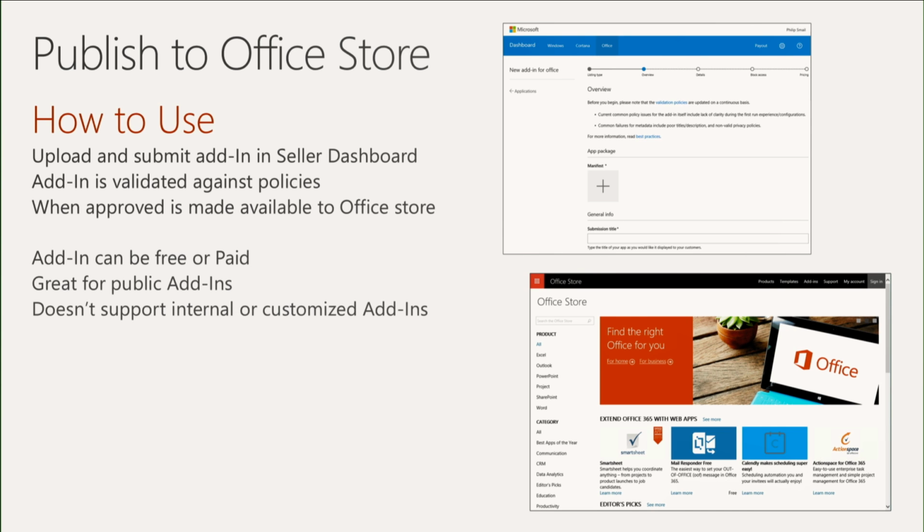And the process for this is we have a site called Seller Dashboard. This is an ingestion tool. So you upload the manifest, you enter all the metadata, and when you want it to be published, whether you want it to be free or paid. And then you submit it to Microsoft. We have a validation team that validate it against the policies for the Office Store. And then when it's approved, we make it available on the store. You can also choose which regions you want it to show in. Typically, these add-ins go worldwide, but you can also restrict that as well.